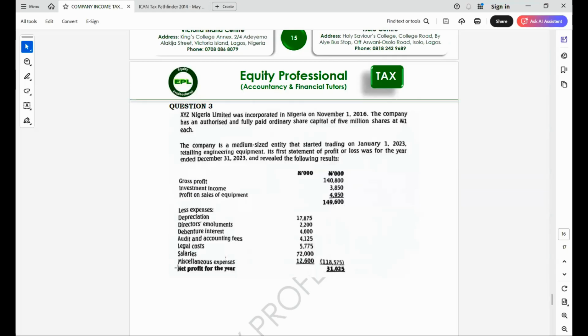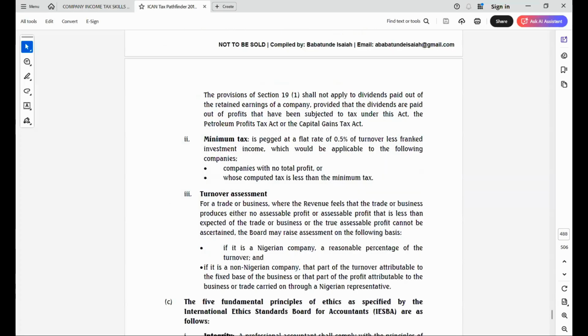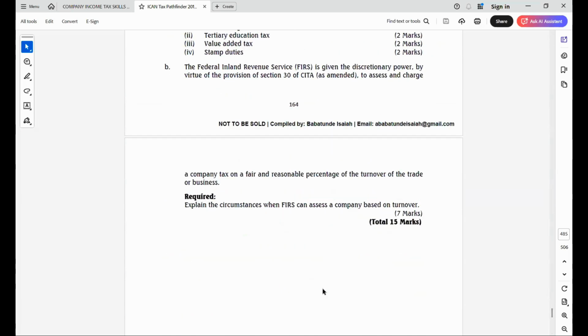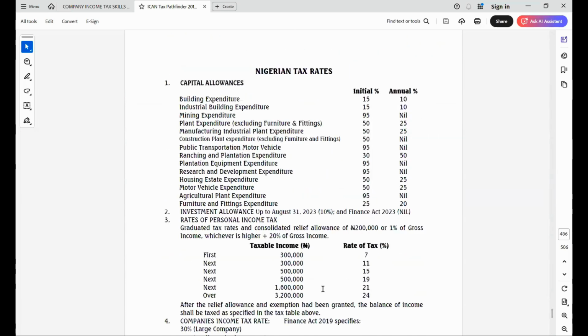So to compute the company income tax, we are going to use the net profit basis, because we have information about the net profit. So that basis will also be adopted by us to compute the company income tax.